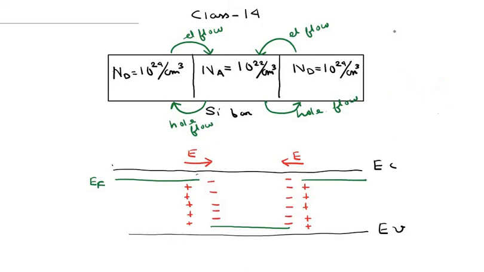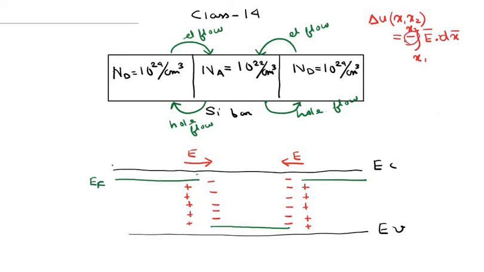So let me write it in a different language. The change in potential energy between x1 to x2 is basically equal to minus the integral of E dot dx between x1 and x2. Okay, so basically the potential energy changes opposite to the direction of the electric field because there is a negative sign here.